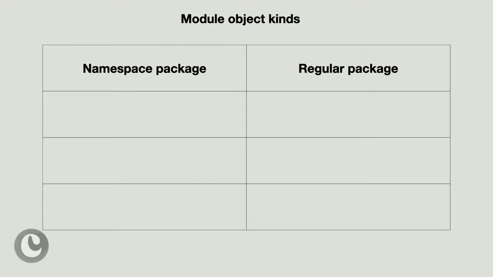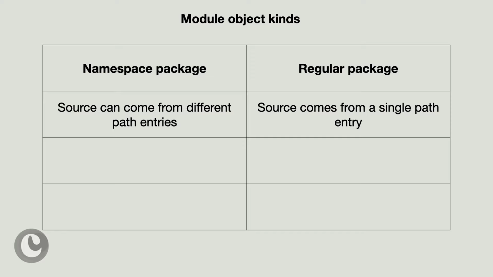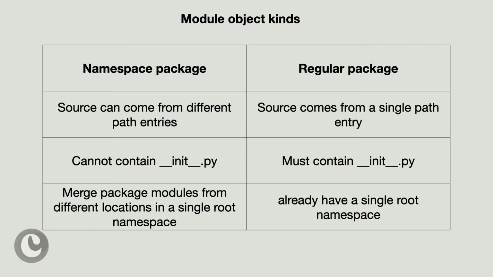You know that module objects can be namespace packages and regular packages. Namespace packages can merge package folders from different locations on the path. Regular packages have a single source location. Namespace packages cannot contain __init__.py. Regular packages must contain __init__.py. Namespace packages merge package modules from different locations in a single root namespace. Regular packages already have a single root namespace.